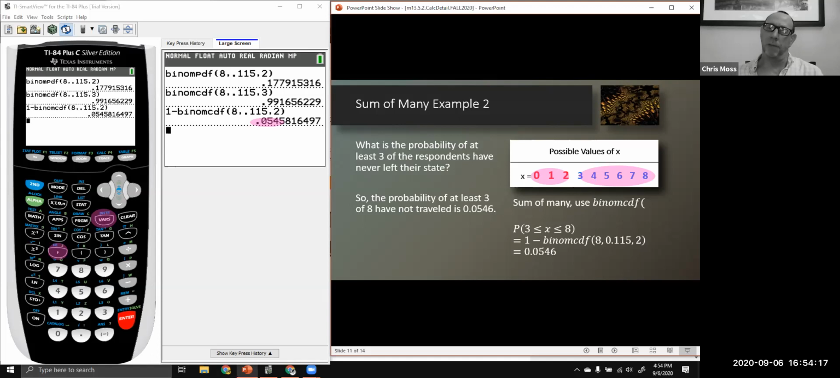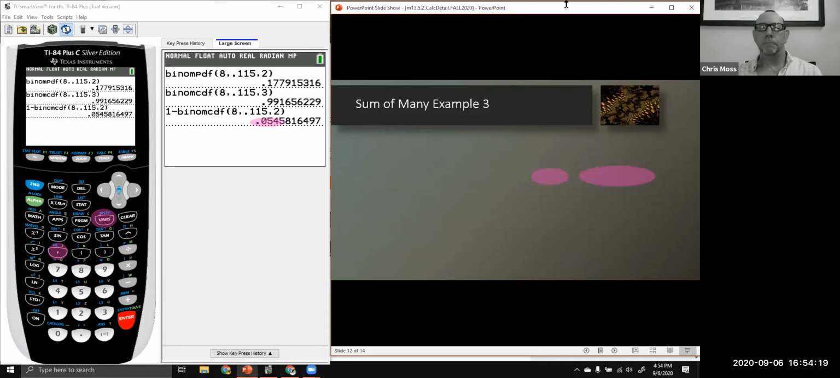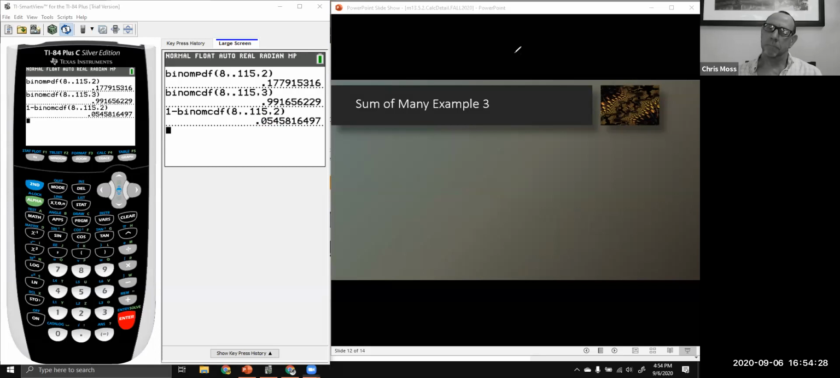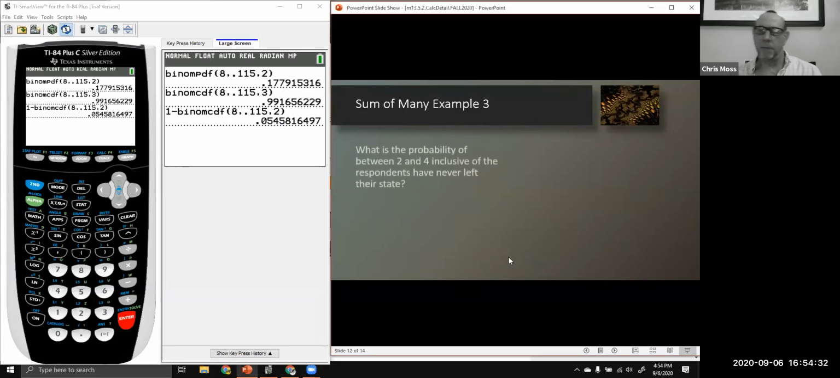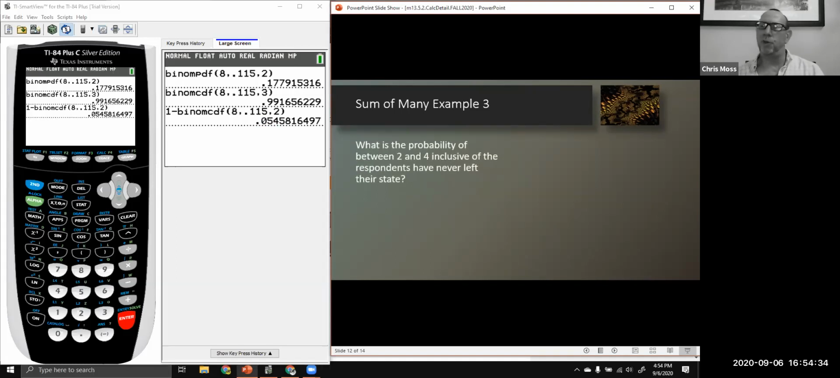Now we have one more example. Final example. What is the probability that between 2 and 4 inclusive of those respondents have never left their state?